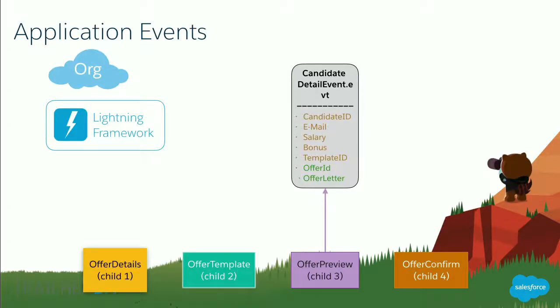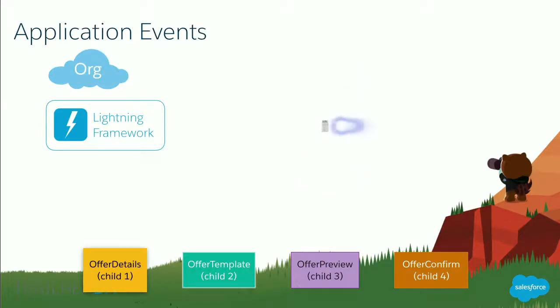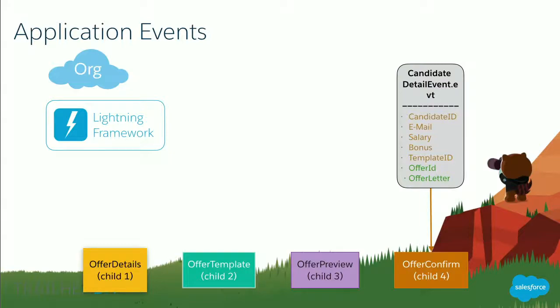And notice that we haven't made one single call to the Salesforce org yet. So on the last child's level, it finally receives all the aggregated information that was collected in our SPA application, and then we make one single call to send that offer letter by email to the candidate. And we get back from the org the results of that send.